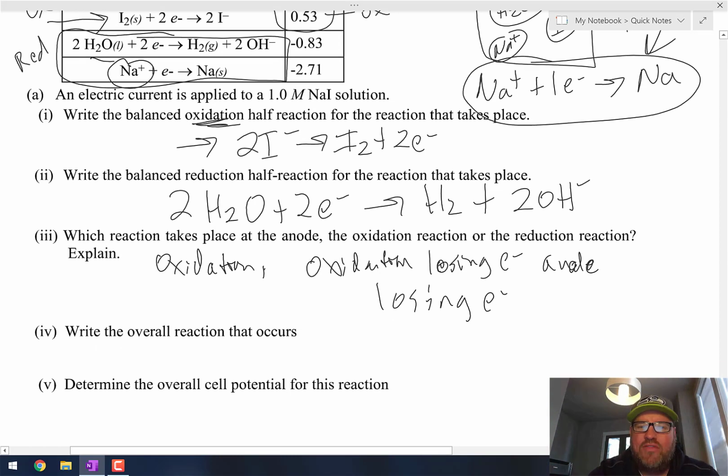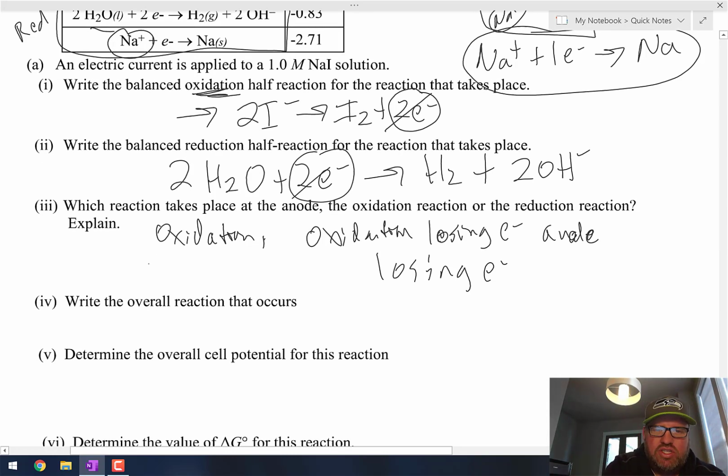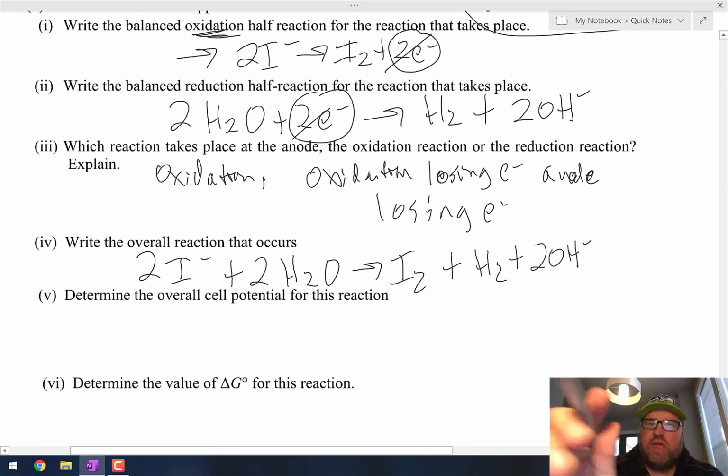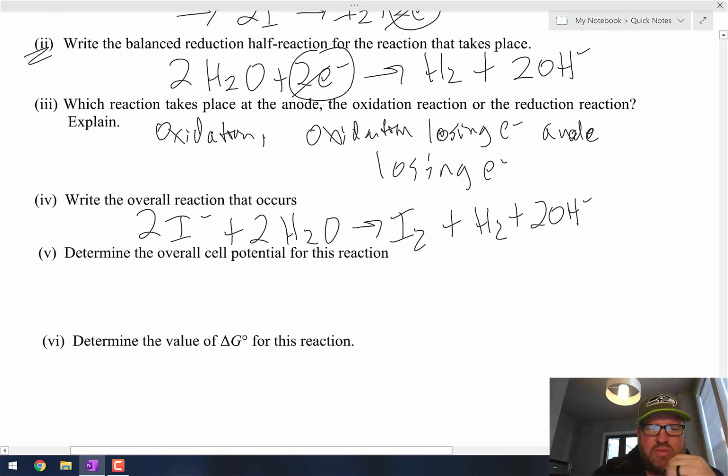Okay, and now we have to write the overall equation that occurs. Luckily, our electrons are already even, 2 and 2, so those are going to cancel out for our overall equation. So the reactants are 2I minus plus 2H2O, making I2 plus H2 plus 2 OH minuses. I just combined the one from number 1 and number 2 and put them together.